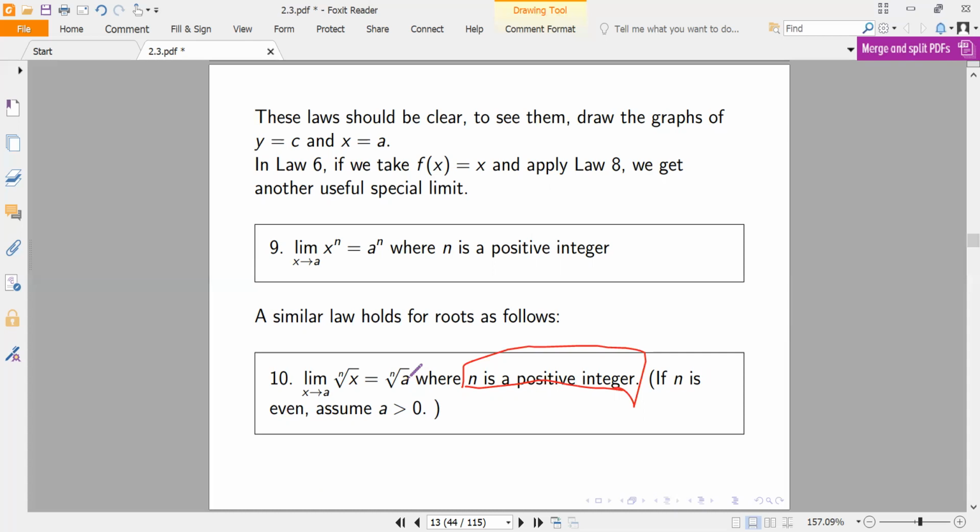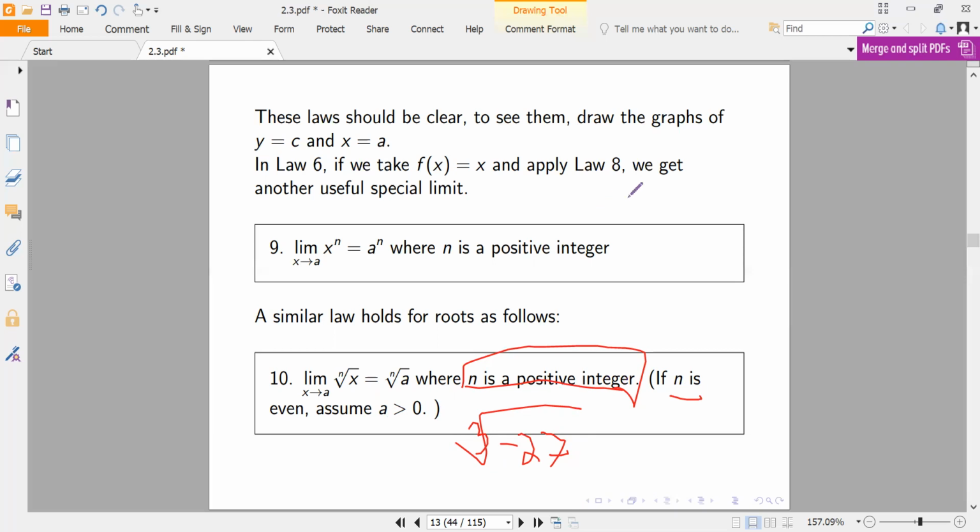But otherwise, because n is odd, you can have the cubic root of -27. Because if the root is odd, then the number inside the root can be positive or negative. But if it's even, then the number inside the square root definitely needs to be positive.